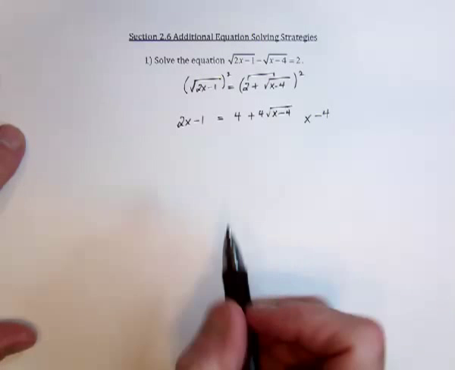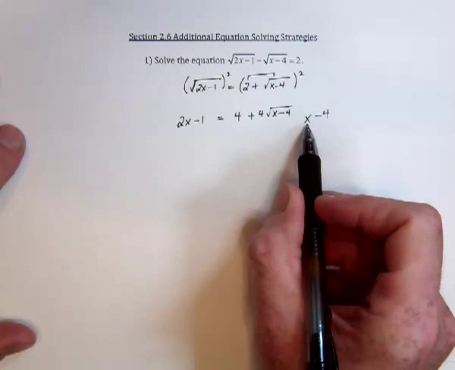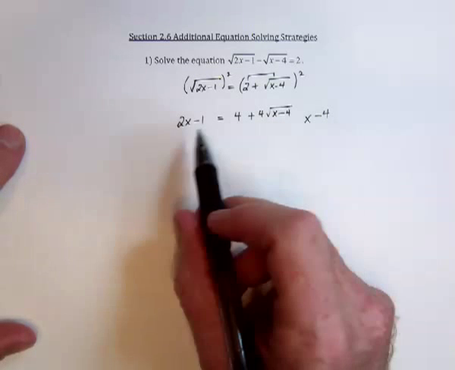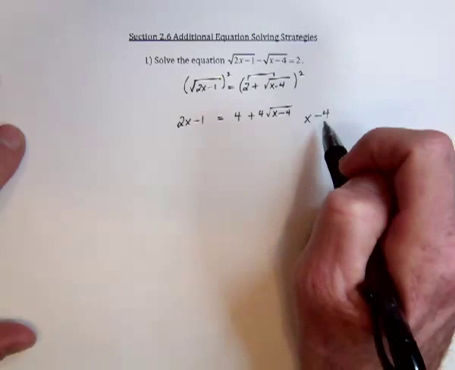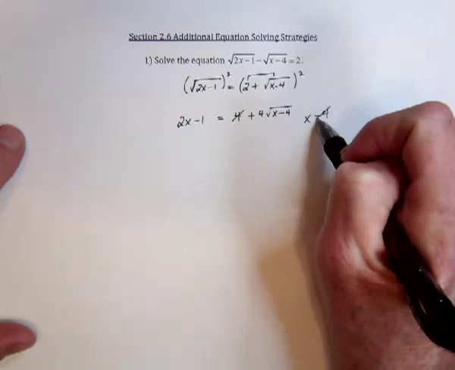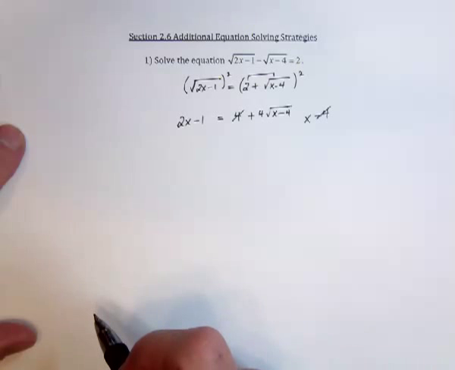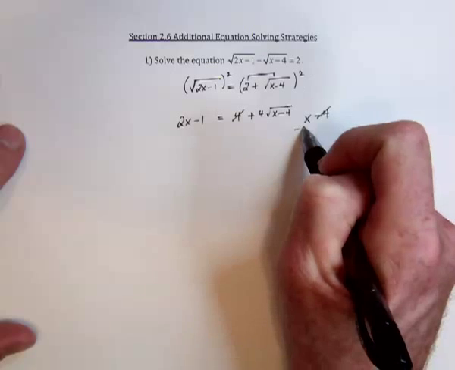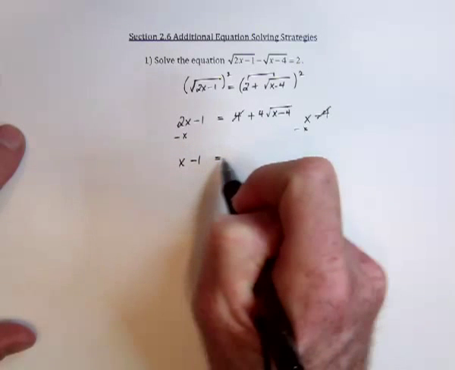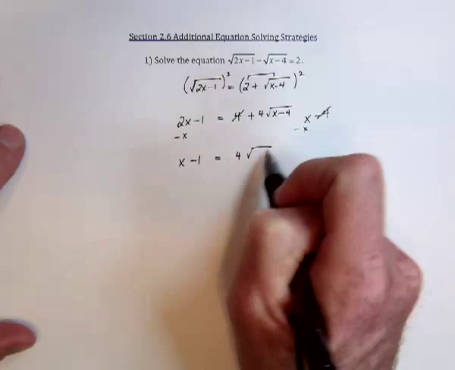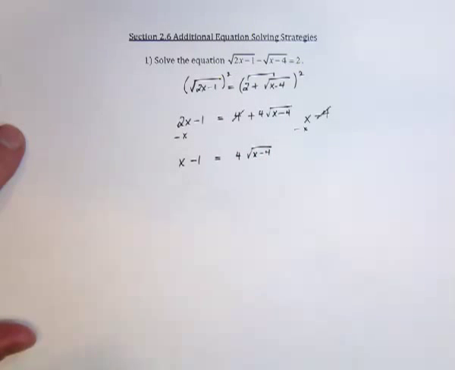Now the fun part with this one is there's still a radical, so we need to take all of these other terms, move them to the left-hand side, and then square again. So one thing to notice is that these two cancel each other out, a positive 4 and a negative 4. So we just need to subtract x from both sides, leaving x minus 1 equals 4 times the square root of x minus 4.